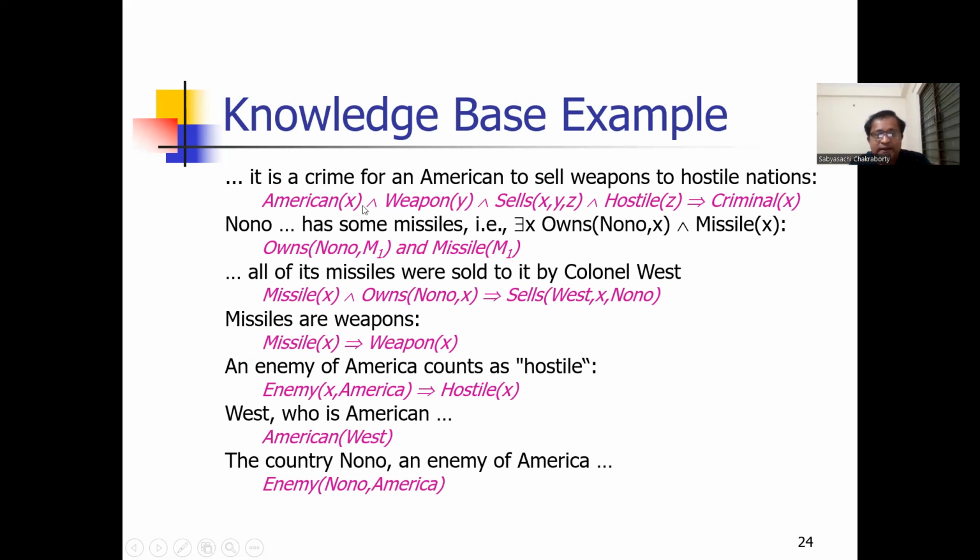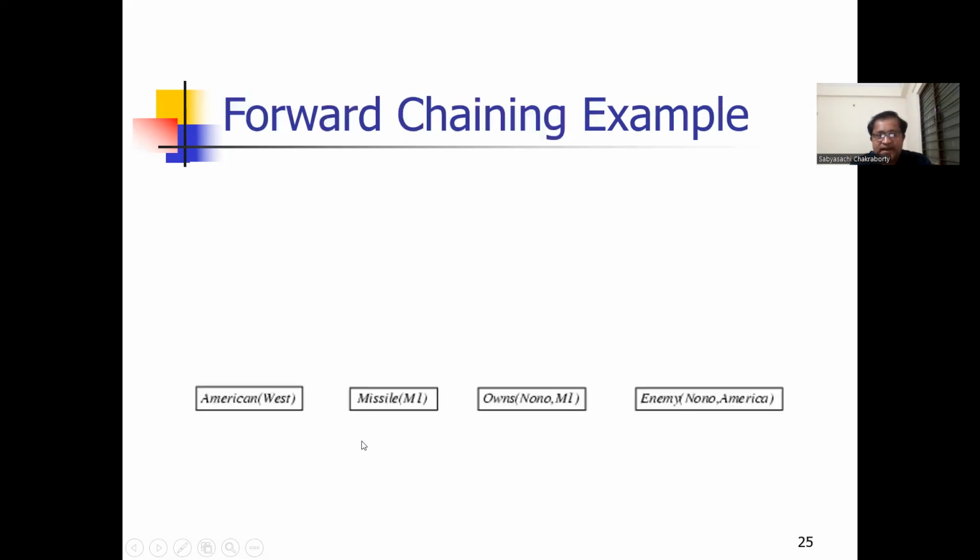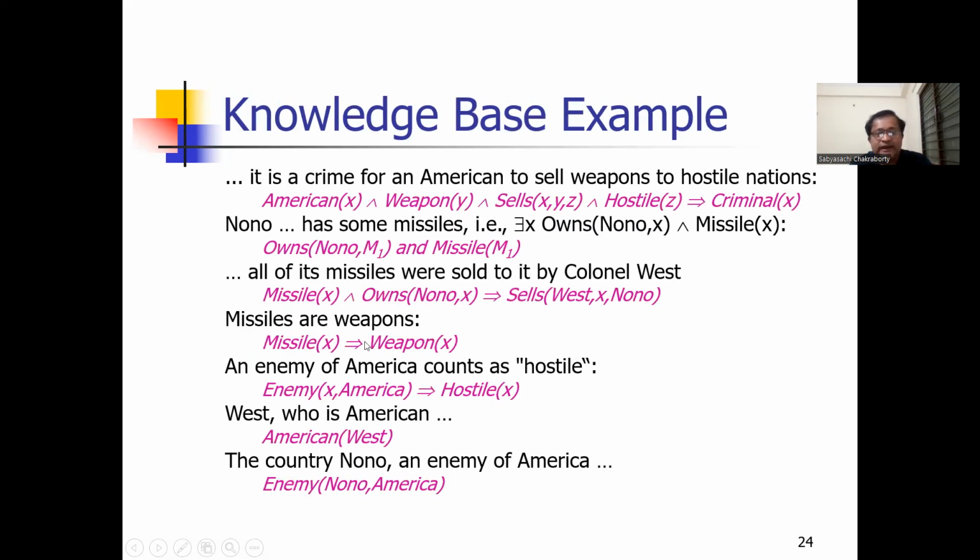If I combine, then West is an American. X is an American and West is an American. So we combine, we have West is an American. Next, we have missile M1. M1 is a missile. So we have here, missile X, Nono owns X.